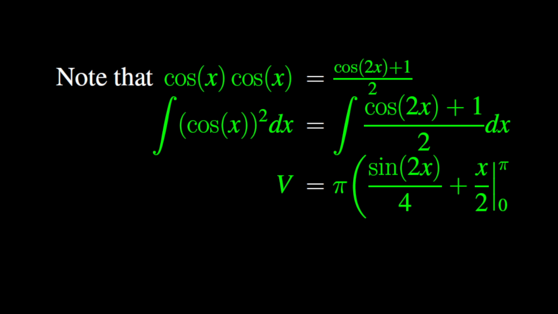Using the fact that the integral of cosine of x times cosine of x is the fraction sine of 2x over 4 plus x over 2, the volume of the solid is obtained by evaluating the antiderivative from 0 to pi.